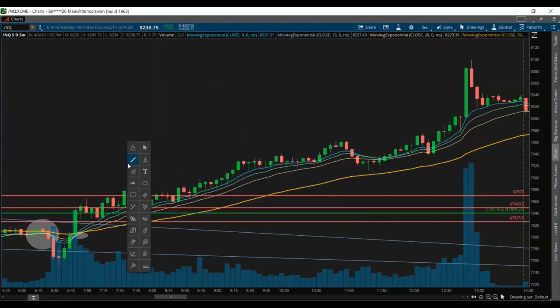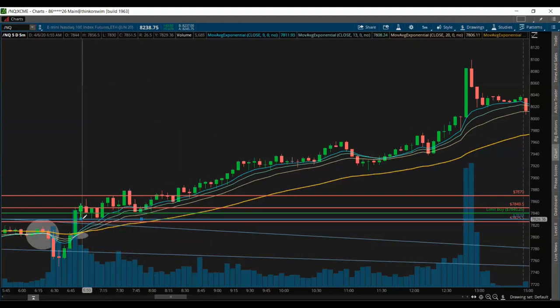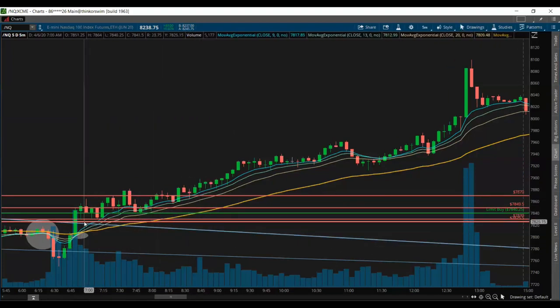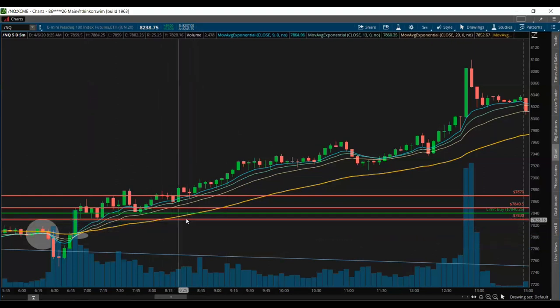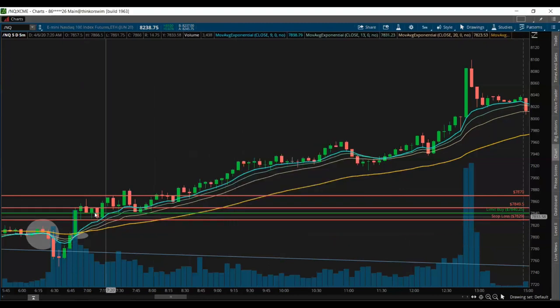And ideally, my stop would have been below the low of this guy, which was 30. Let me just get rid of this. Stop loss. Let's put it 1 point below the 30. It's 29. Give it some room.